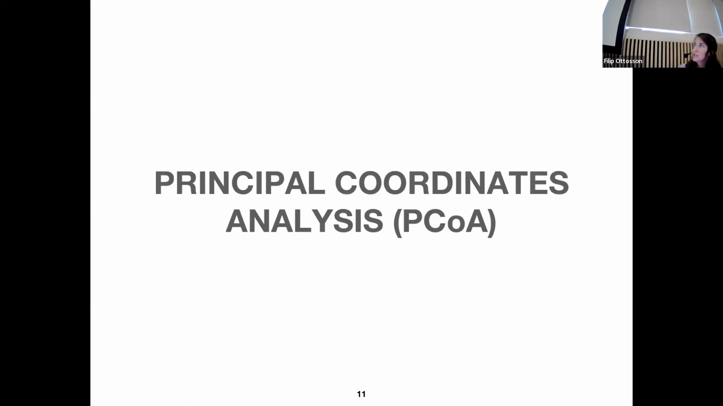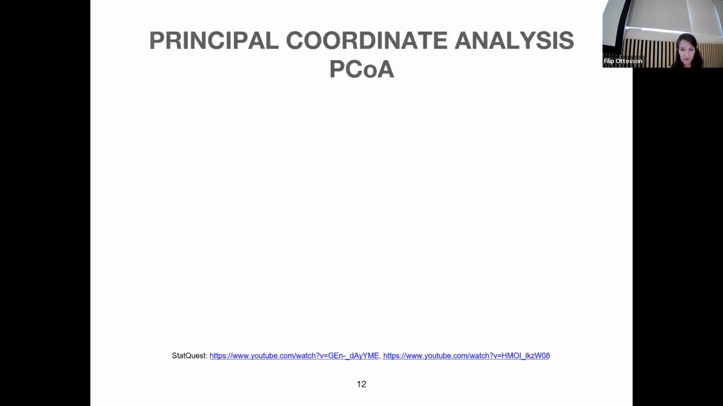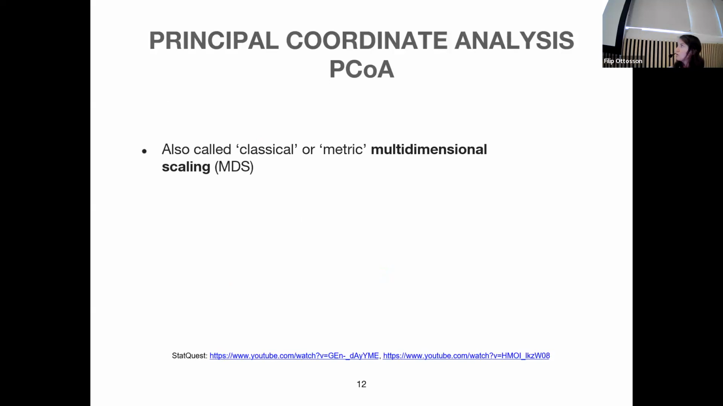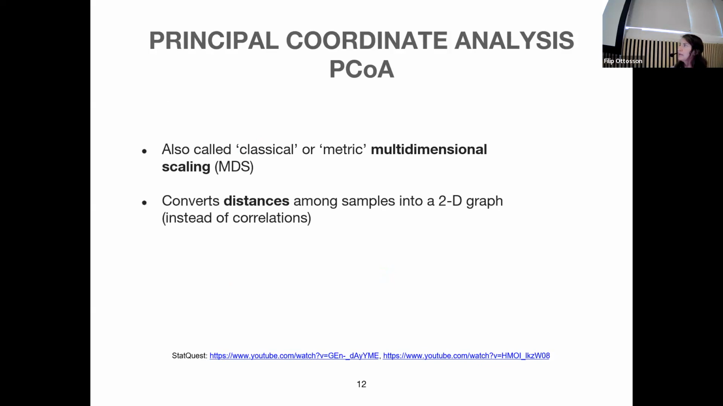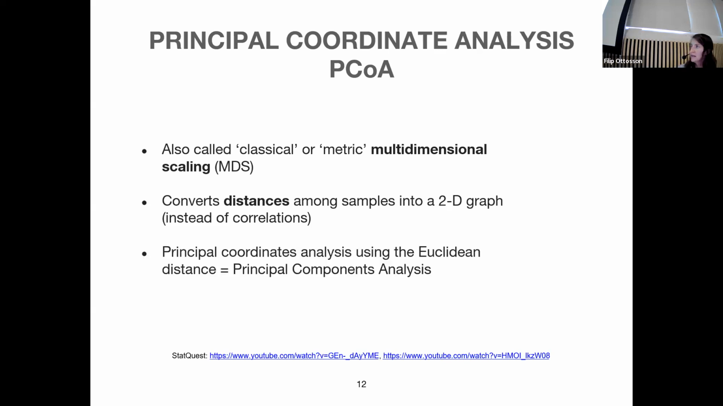Then we also have the principal coordinates analysis. So that's something a bit different, but very similar. It's also called classical or metric multidimensional scaling. And basically, instead of looking at correlation, PCoA converts the distances among the samples into a 2D graph. Interestingly, a principal coordinates analysis using the Euclidean distance is exactly the same as a principal components analysis. So it matters which distance metric you use.